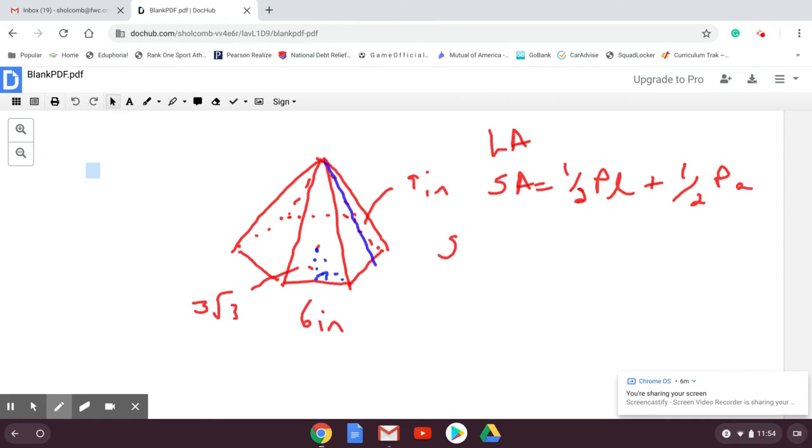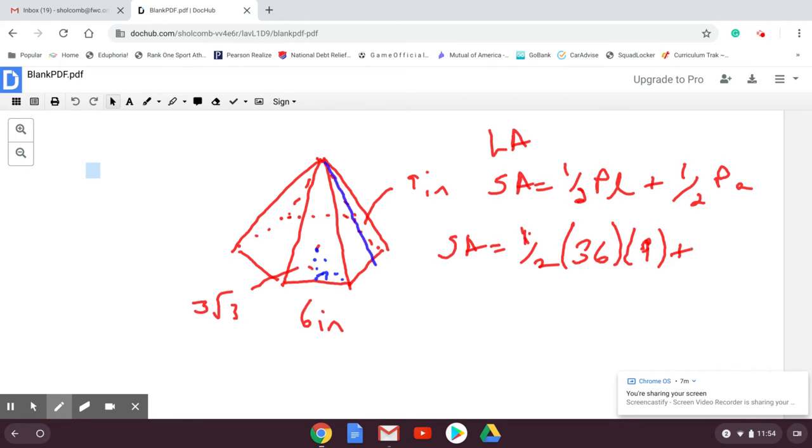So our surface area is going to be 1/2. The perimeter is a hexagonal base, so 6 sides times 6 per side, because it's 6 inches per side, is 36. So 1/2 of 36, times my slant height of 9.